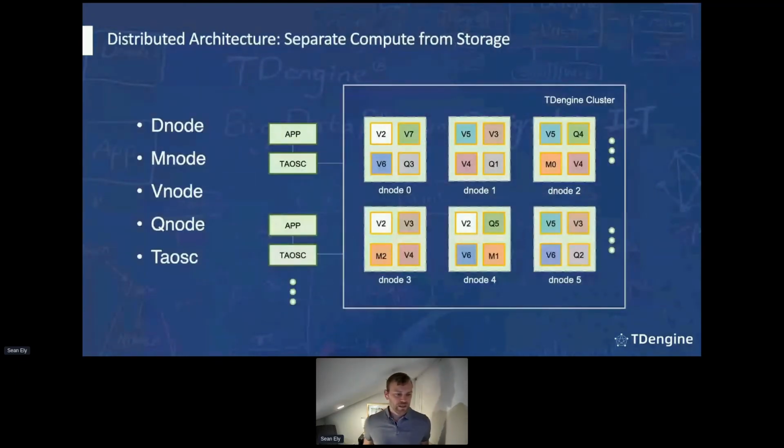So let's take a look at how TDengine separates compute from storage. At a high level, a working system must have at least one data node in our architecture. This is abbreviated as D node. One or more data nodes form a cluster. To interact with that cluster, an application connects through the connector API, which is shown on the left and abbreviated as TAUC.